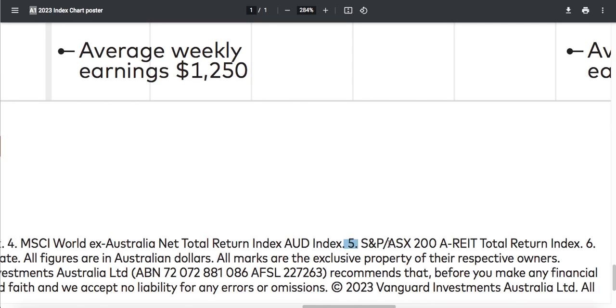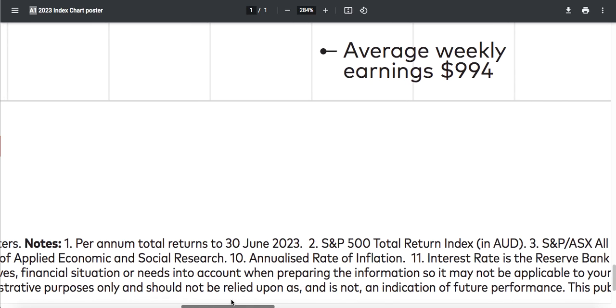Number 5, the S&P. So remember, we've obviously talked about this in previous videos. You'll start to really gain a really good knowledge of all the different terms, but essentially S&P, Standard & Poor's, S&P ASX 200 A-REIT Total Return Index. REIT stands for Real Estate Investment Trust, and A is obviously for Australia. So they are tracking the Standard & Poor's ASX 200 Real Estate Investment Trust Total Returns Index. And again, you can use that for all the different items that they are looking at.